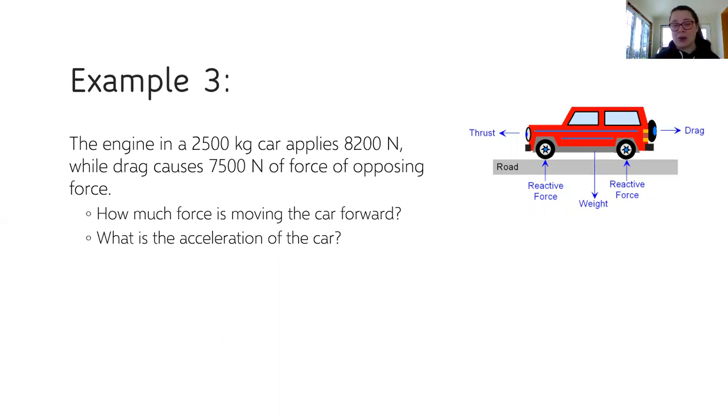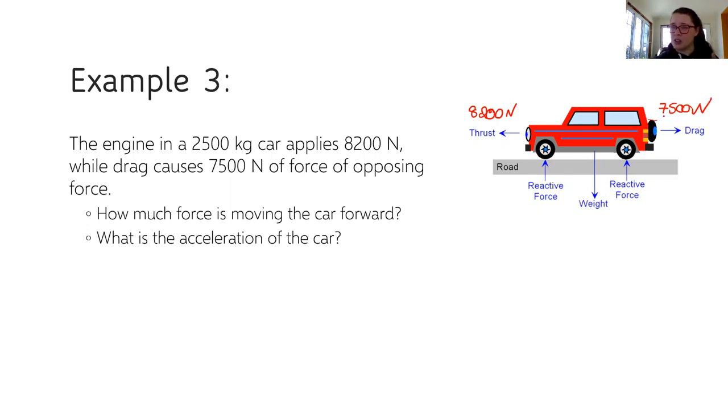Similar, they're going to use the same equations. So an engine in a 2,500 kilogram car applies 8,200 newtons, while drag causes 7,500 newtons of opposing force. How much force is moving the car forward? Well, let's see. The engine can put out 8,200 newtons. Drag slows it down with 7,500 newtons. How much force is actually moving it forward?